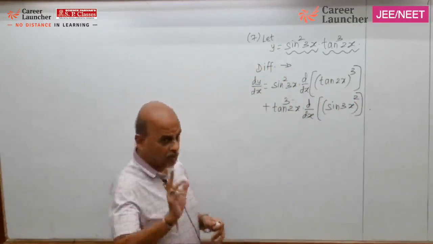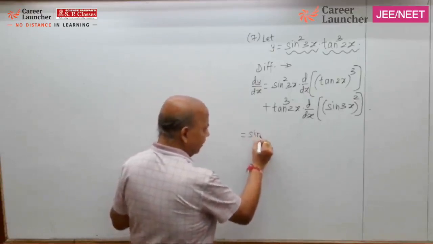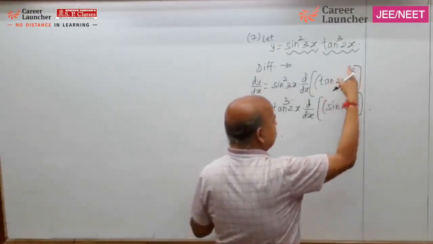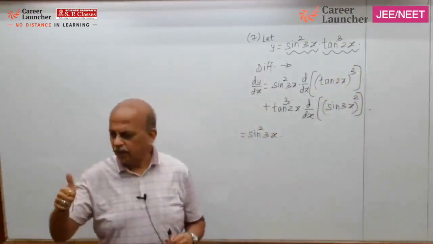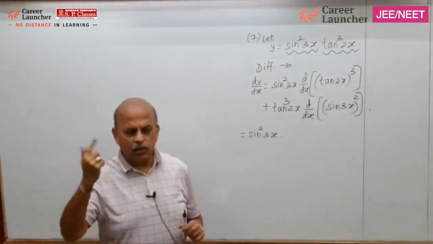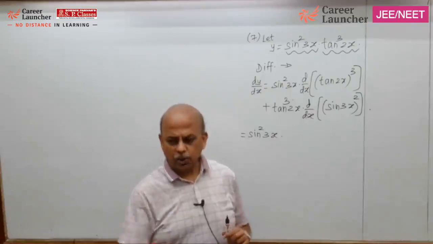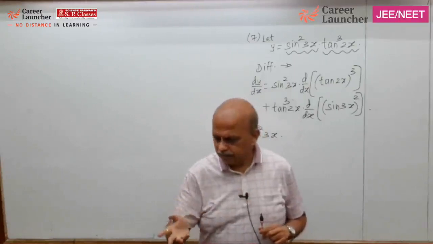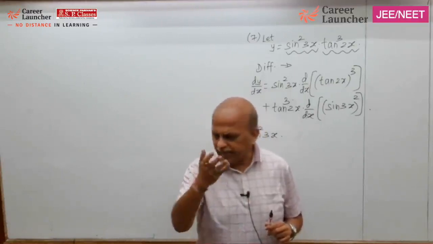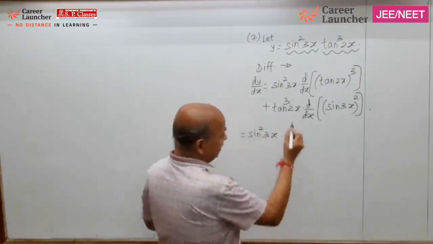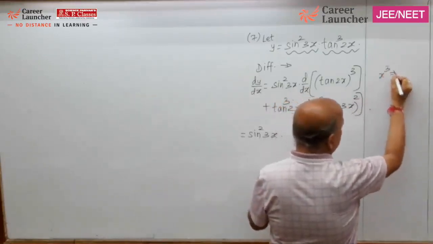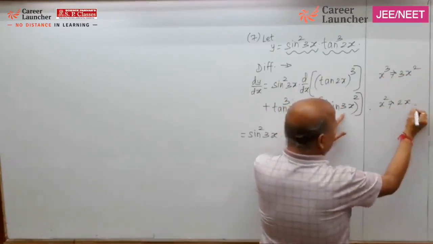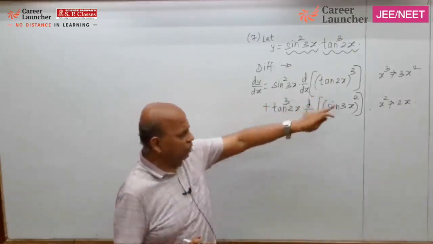Let's go for finding the answer. Now concentrate. Sine square 3x as it is. Once again, the first formula: what is the derivative of x raised to n? n into x raised to n minus 1. Rather, what is the derivative of x cube? 3x square, and this is from 11th standard. Here it is x square, direct formula 2x.